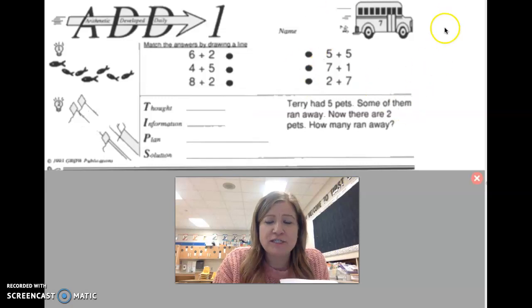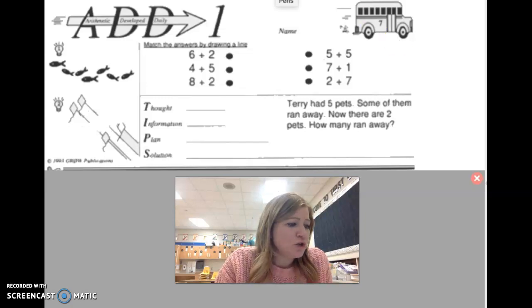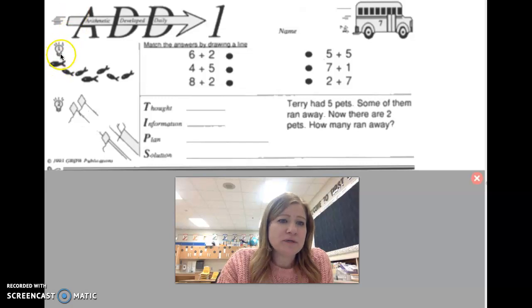So make sure you turn to the page that has the number 7 bus on it. All right, number 1 says circle, starting from the light bulb. So here's the light bulb. Circle the third fish. So starting from here, circle the third fish in.